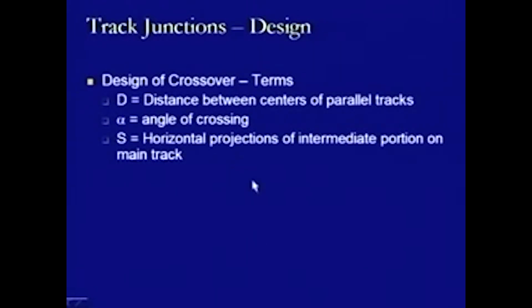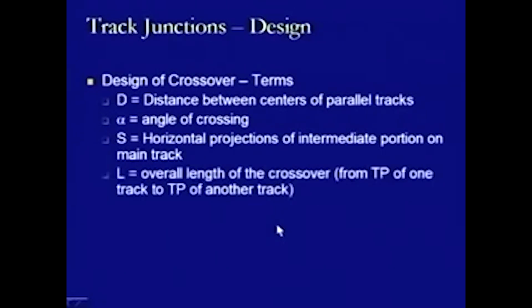We have a straight intermediate portion, as we have seen in the case of a crossover where the reverse curve was provided with the intermediate straight section. So, that intermediate straight section will have one horizontal projection. So, if you take this as an intermediate portion, by using angle alpha, we will have cos alpha as that projection. L is the overall length of the crossover, that is from one tangent point on the track to another tangent point on another track, because of the S curve.